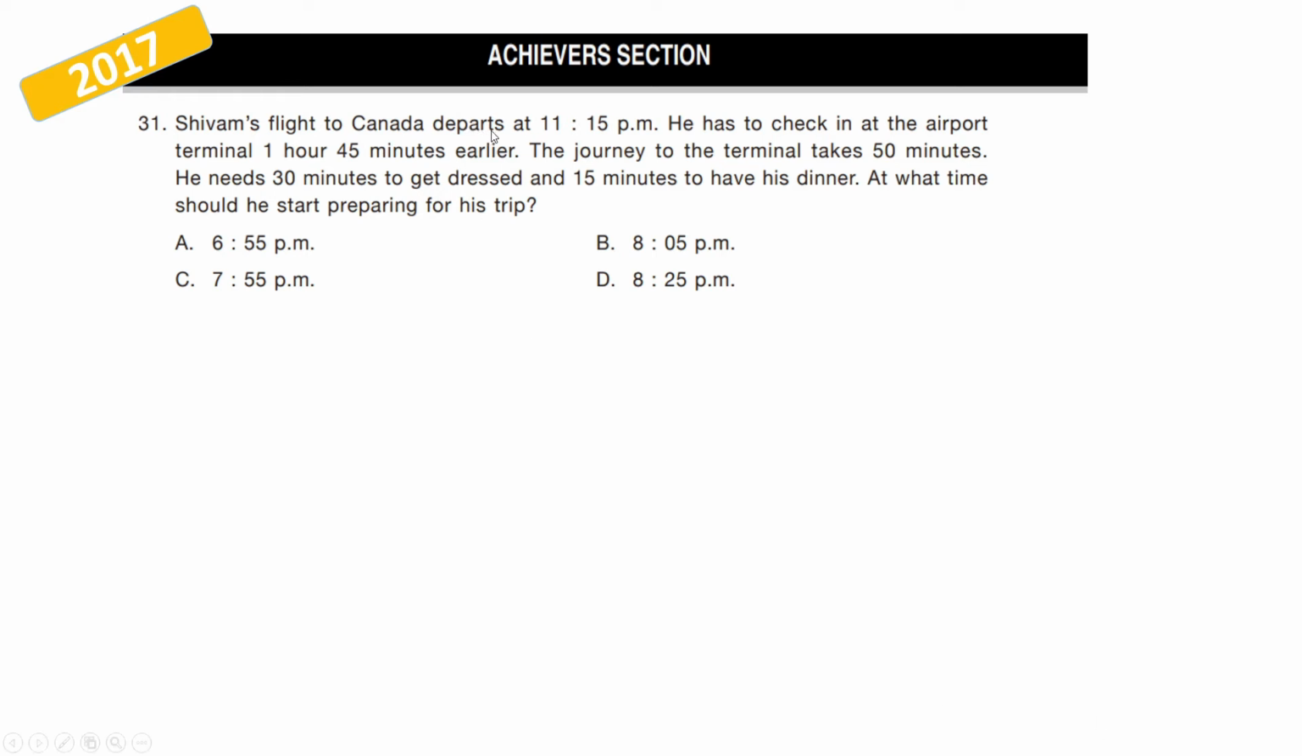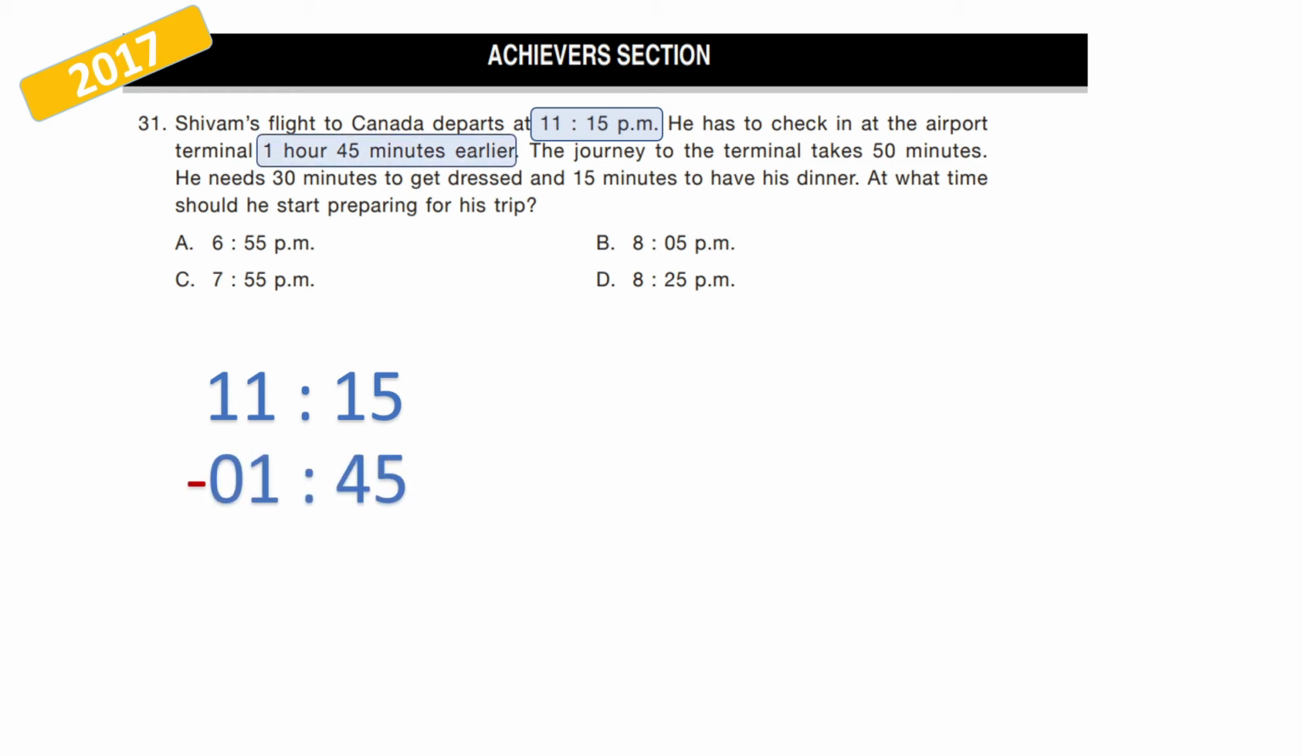So let's solve this question. Now here the question asked is, what time should he start preparing for this trip? That means we need to count backwards from the time his flight departs, which is 11:15 p.m. Now the first part says that he has to check in at the airport terminal 1 hour 45 minutes earlier. So we need to reduce 1 hour 45 from 11:15.